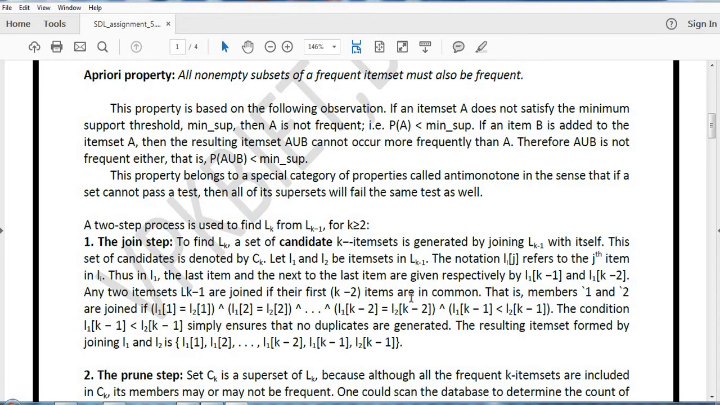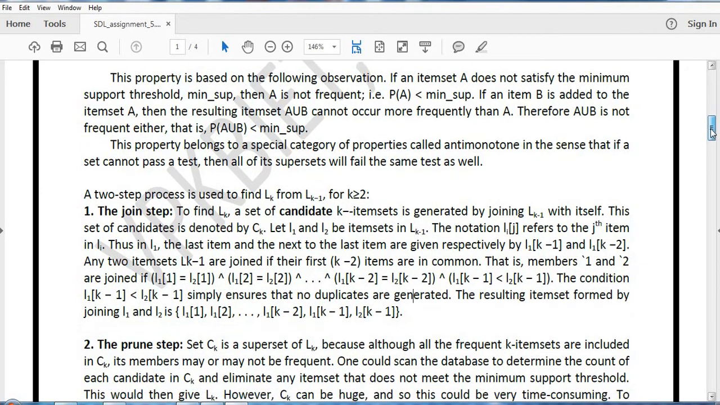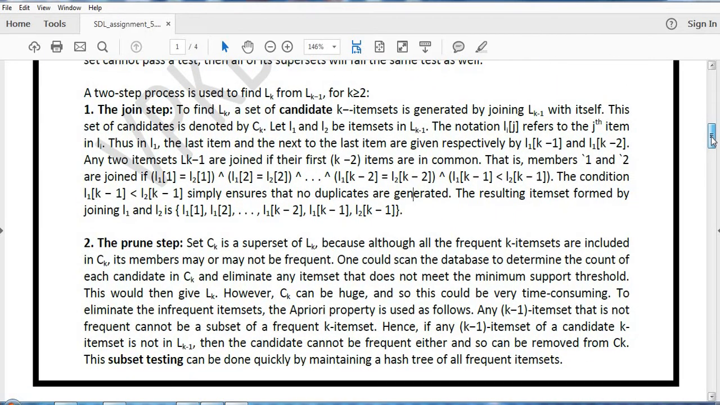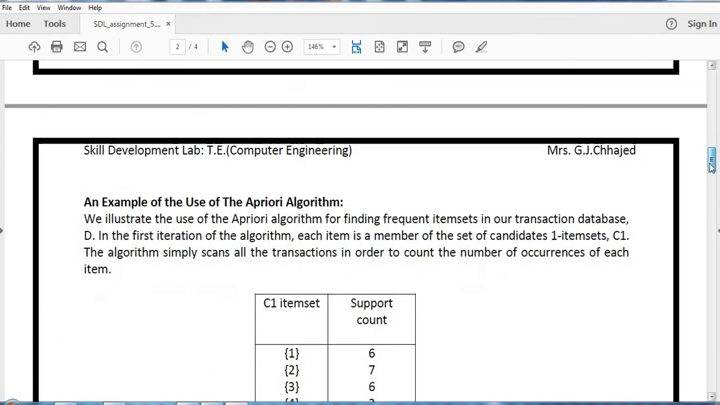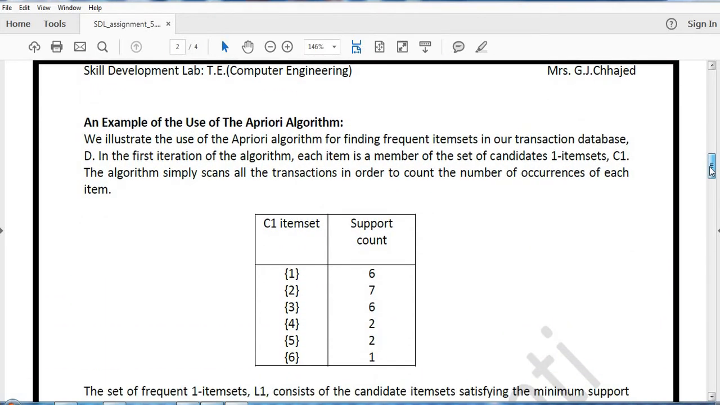In this we have two steps. First is the join step, in which we join the items one by one and try to get the frequent item sets with a variable number of elements. So we are increasing the number of elements in the item set. Second is the prune step, in which we eliminate those frequent item sets which are below the support.